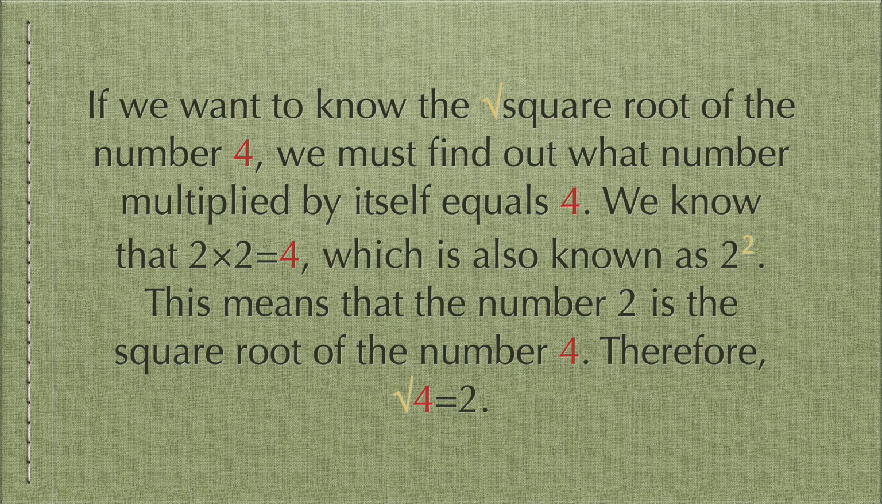If we want to know the square root of the number 4, we must find out what number multiplied by itself equals 4. We know that 2 times 2 equals 4, which is also known as 2 squared. This means that the number 2 is the square root of the number 4. Therefore, the square root of 4 equals 2.